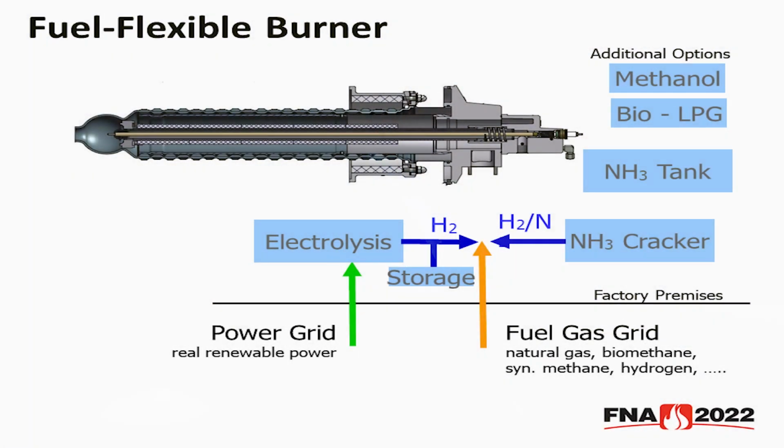So there's a lot to think about before you install a new system, because there could be a lot of changes coming in the near future, and you don't want to have to totally replace that system in, like I say, 10 years or so. Here we have an example of a fuel flexible burner. So this could run on natural gas, biomethane, synthetic gas, could run on hydrogen, ammonia, what have you.